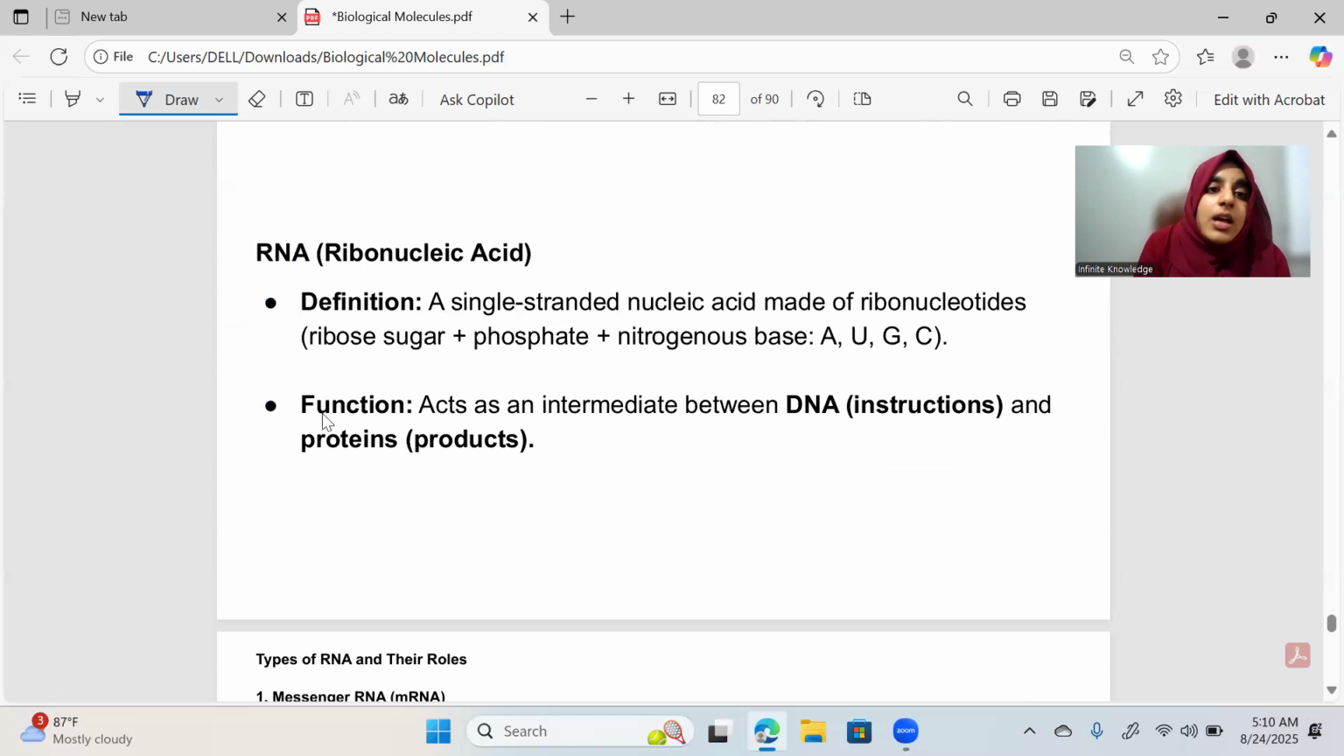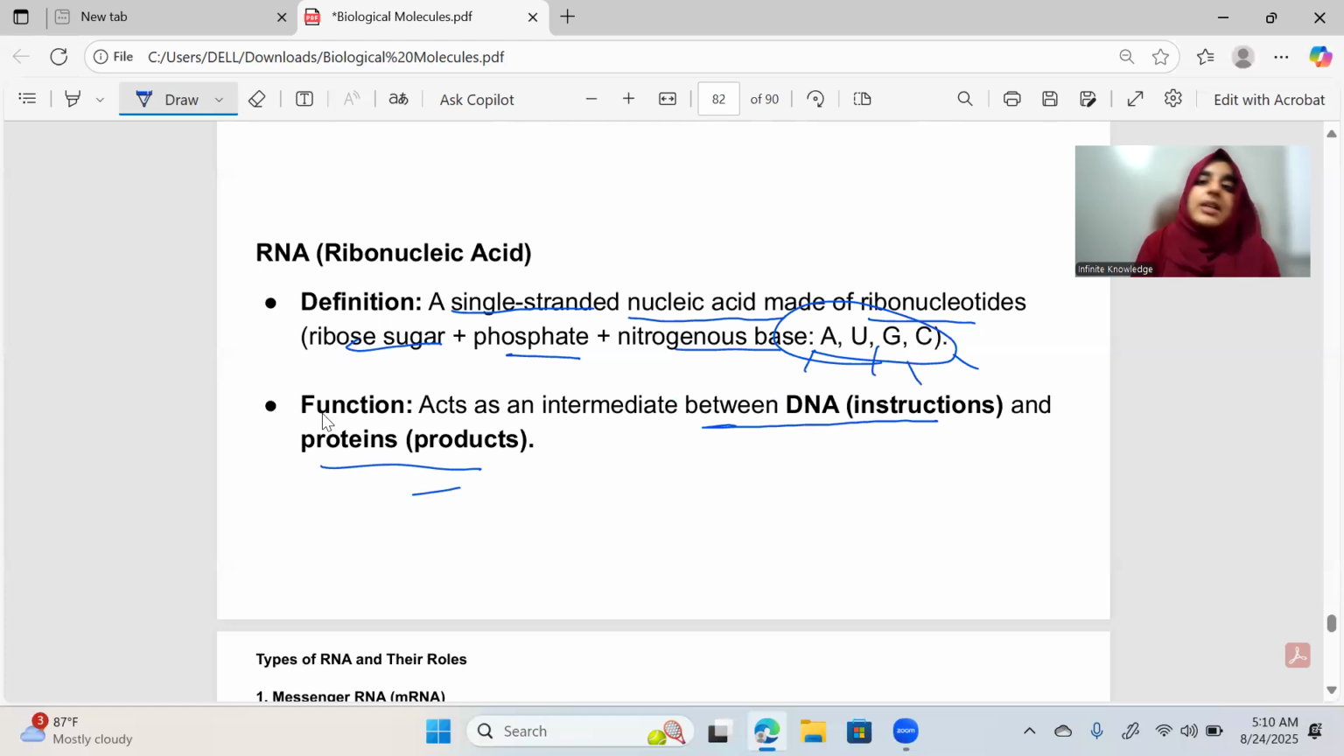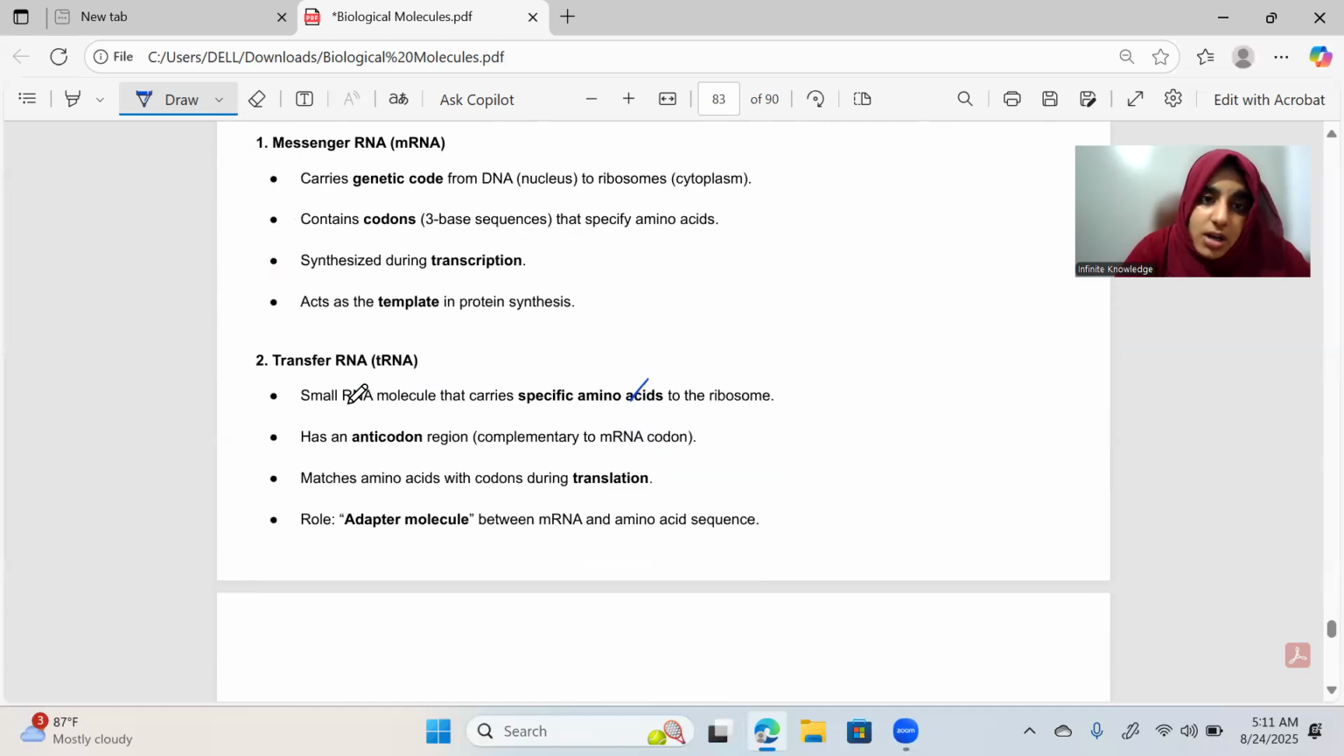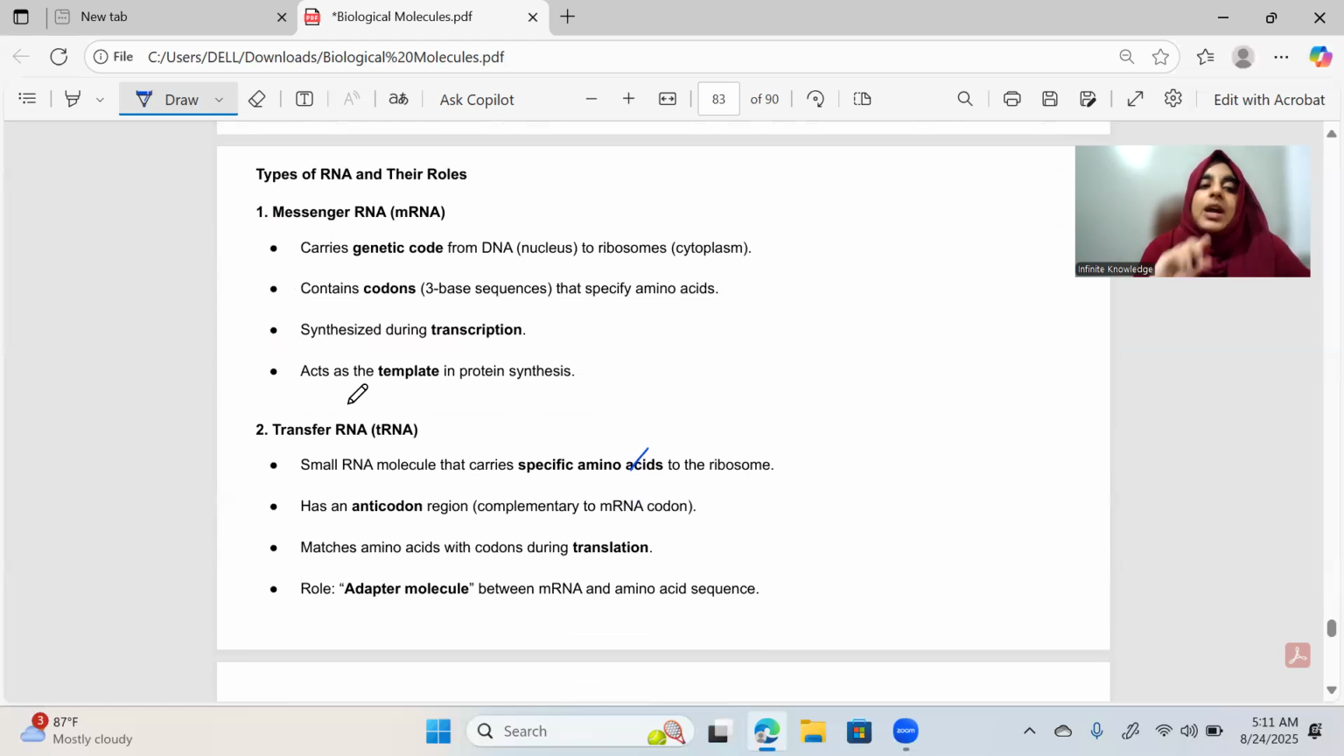RNA. RNA is a single-stranded nucleic acid. It is made up of ribonucleotides: ribose sugar plus phosphate plus a nitrogenous base, that is adenine, uracil, guanine, and cytosine. Its function is that it acts between the DNA and protein. Okay, so what it does is that it helps in transcription and translation, and it helps in the formation of protein, which is the product. Okay, now we are going to study the types of RNA.